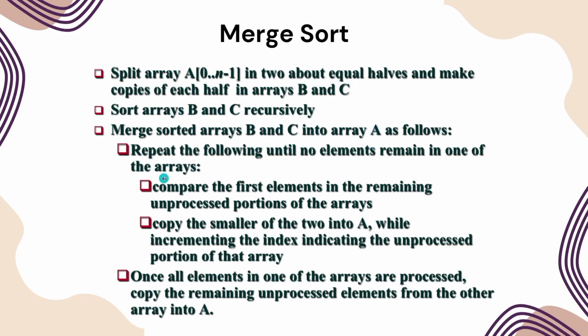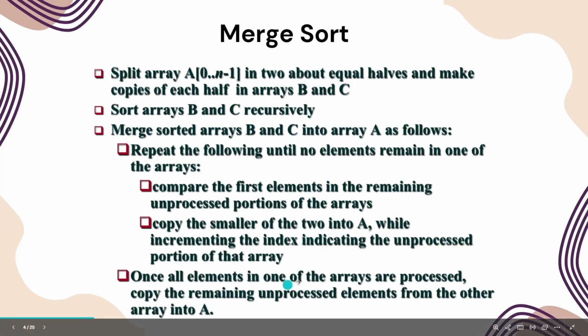For merging we adopt these steps: we will be repeating until no elements remain in any one of those auxiliary arrays. So, we have two auxiliary arrays B and C. We will compare the first elements in B and C, and check which among these is smaller, and the one that is smaller would be copied first into the array A. Then after copying we will be incrementing the index by 1, so that we move to some other unprocessed position of that array. This step gets repeated until all the elements from B and C are moved to the original array A.